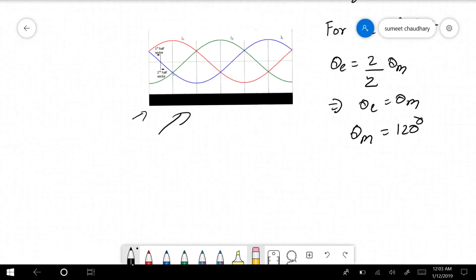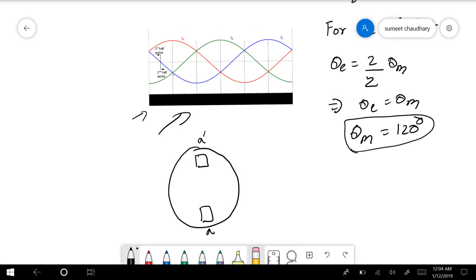So if I were to draw a two-pole stator, it would look something like this. You have your A phase over here. This is your A dash and this is your A. Remember, we found out that your mechanical degrees is 120 degrees. So therefore, your B would be 120 degrees away from your A. So this is where your B would be. And your C would be 120 degrees away from your B. I'm sorry about this. Let me redraw it. So this would be where your C should be, and your B dash would be diagonally opposite to your B, and your C dash would be diagonally opposite to your C. Alright, so this is how the stator diagram looks for a two-pole machine.